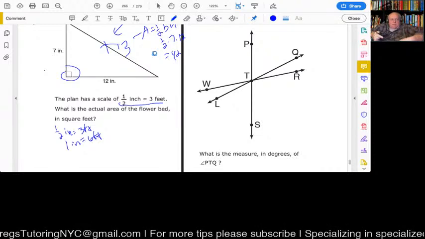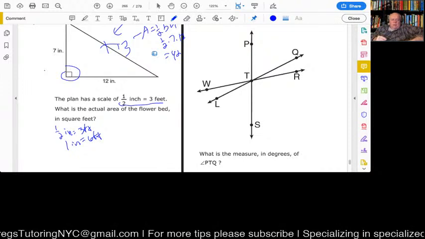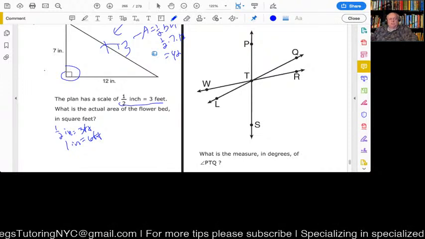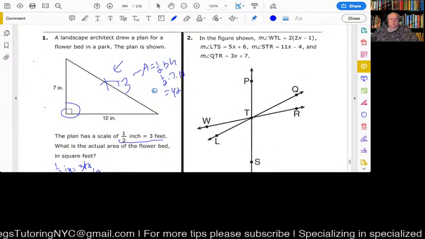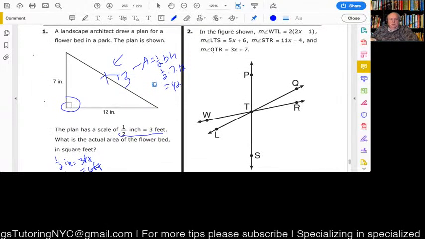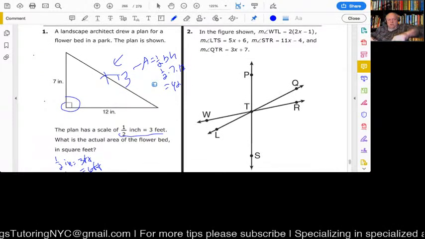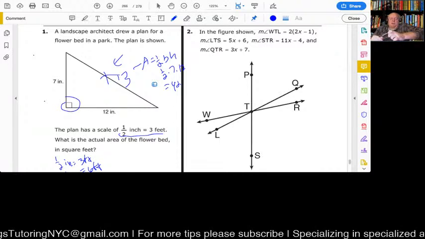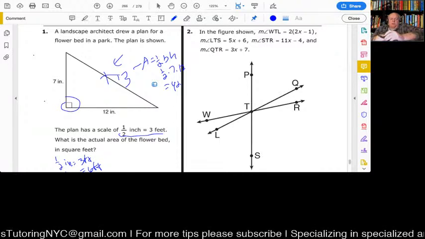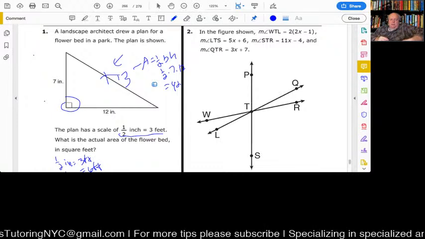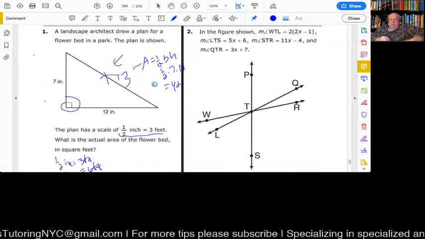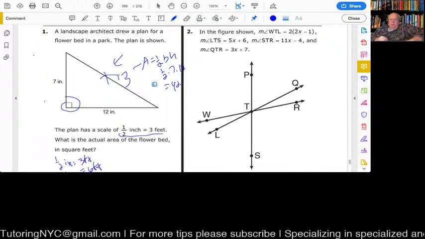All right, I still have this on the screen. So we're trying to solve this. Let me just start over so that this is coming through clean. We have a landscape architectural plan for a flower bed in the park. The plan is shown. So we have a right triangle, it's a 7 by 12. The plan has a scale of 1 inch to 3 feet.